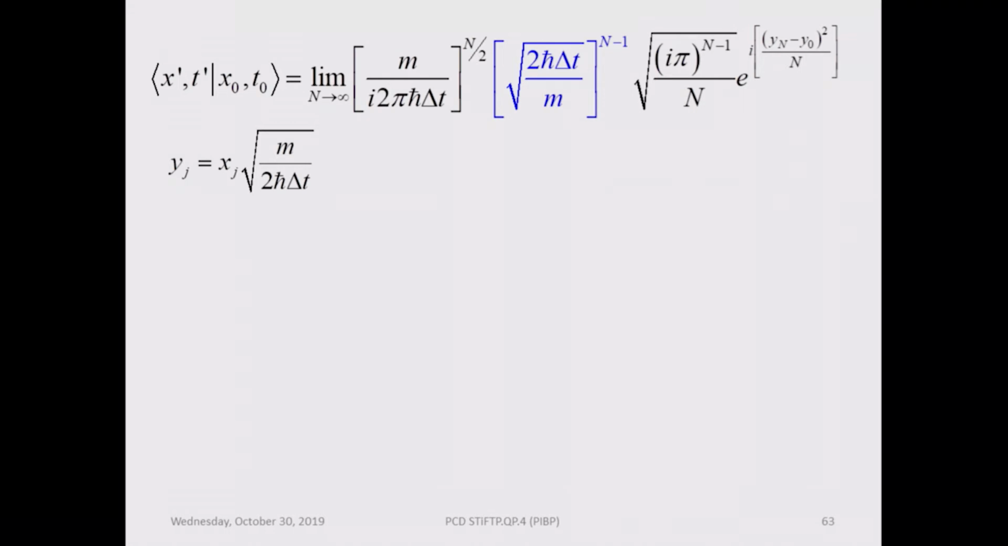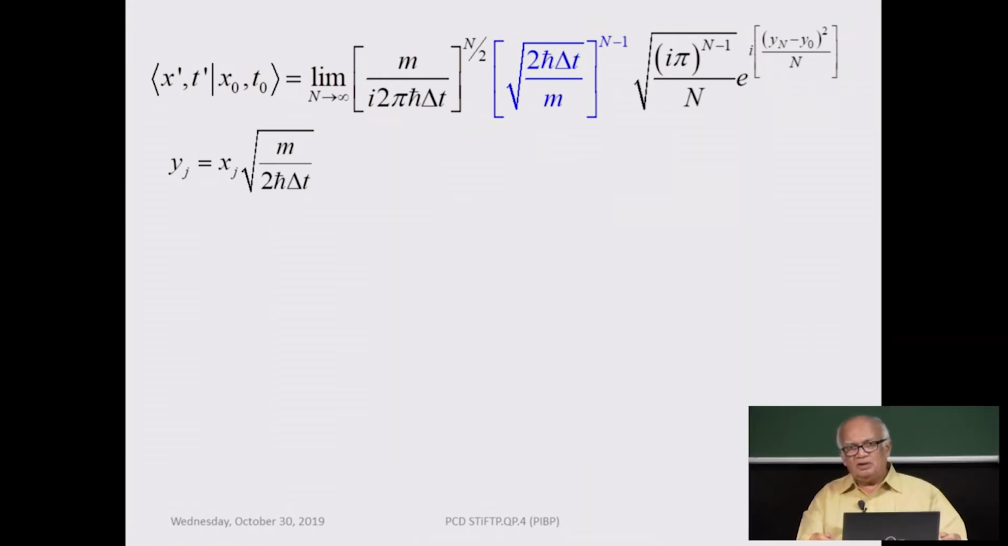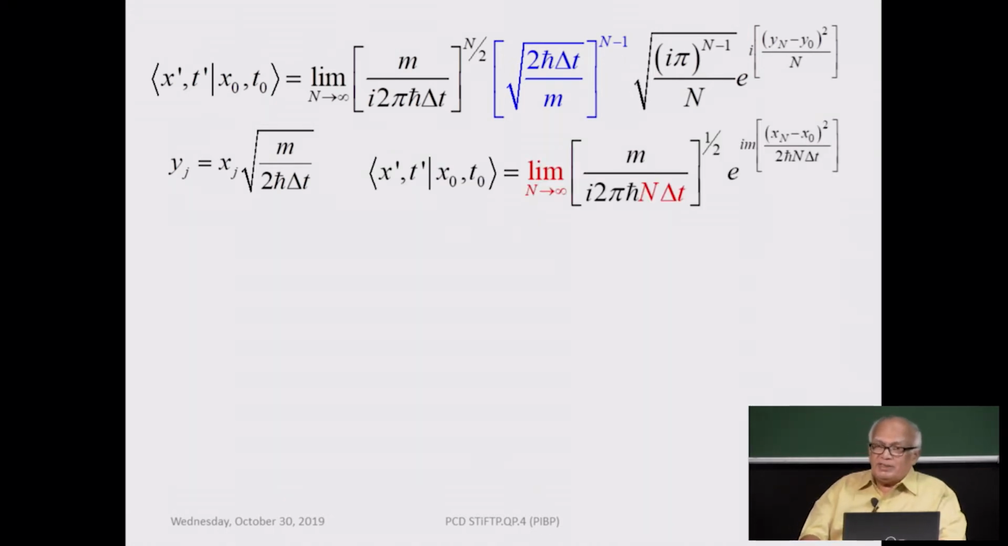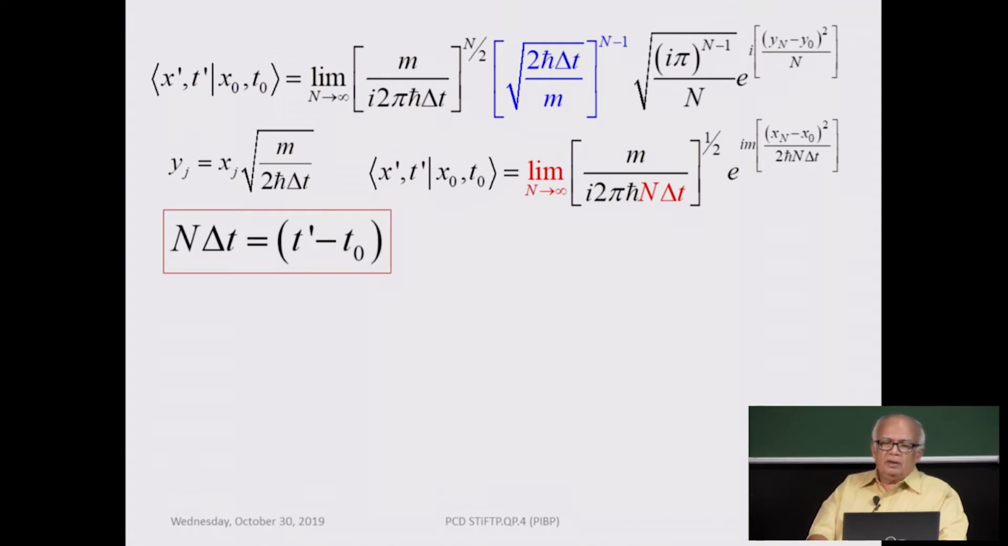Let us rewrite it in terms of the original variable x, because that is what we are interested in. So we just avoided writing these extra symbols in between, but now we need them back. So we rewrite this in terms of the original variable, which is x, and now n into delta t, n goes to infinity, delta t becomes infinitesimally small, the product is finite. Okay? And that finite is the time interval from the initial time to the later time.